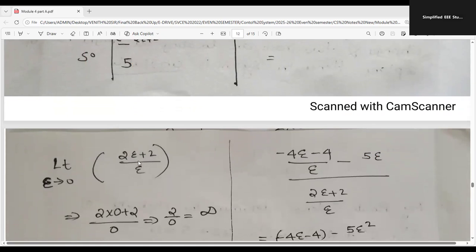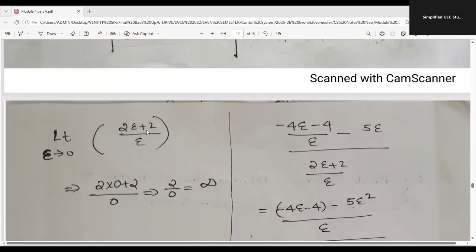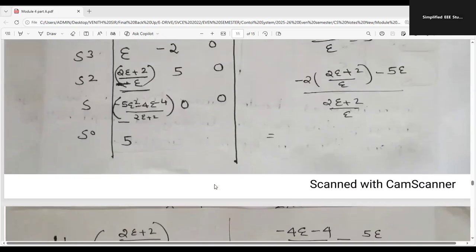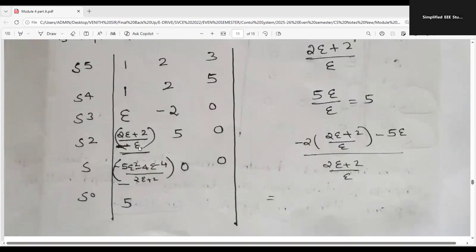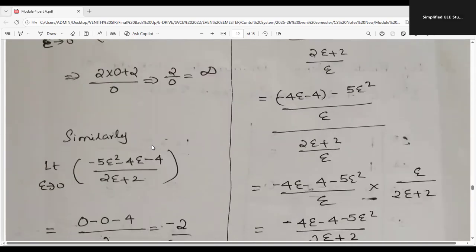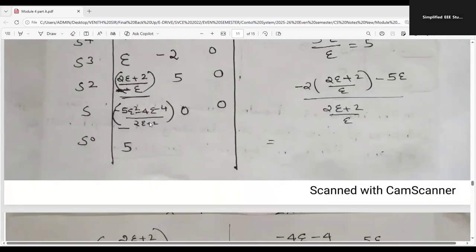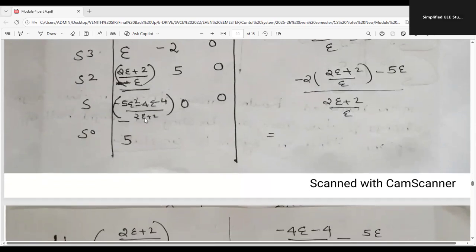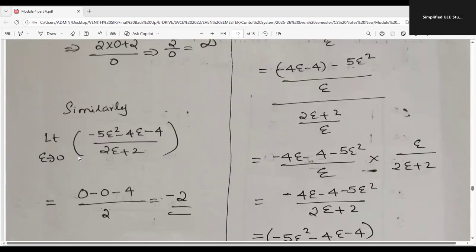Wherever you can see epsilon, kindly substitute 0. So by simplifying, I get 2 by 0. What is 2 by 0? It is nothing but infinity. So 2 epsilon plus 2 by epsilon will be replaced by infinity. That is done. Next, one more element you can see, minus 5 epsilon square minus 4 epsilon minus 4 by 2 epsilon plus 2. Here also kindly apply the limit as epsilon tends to 0.